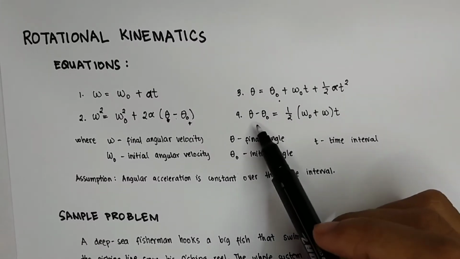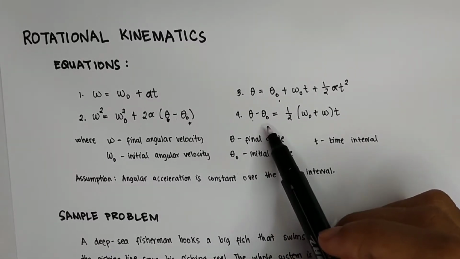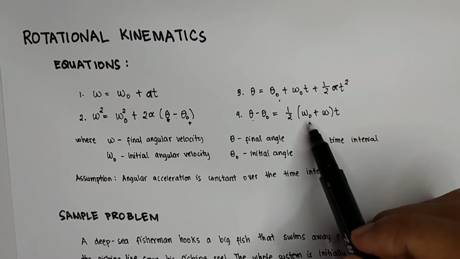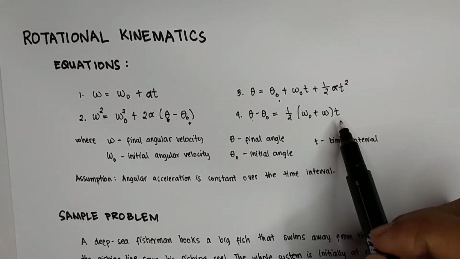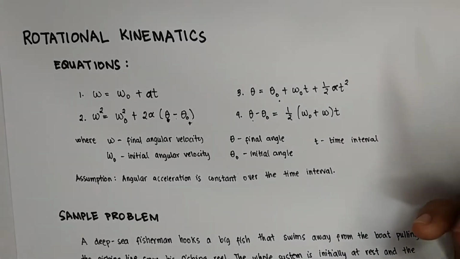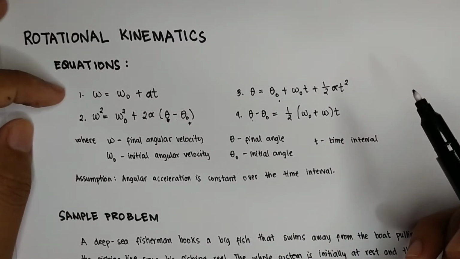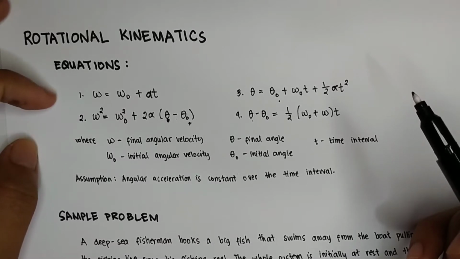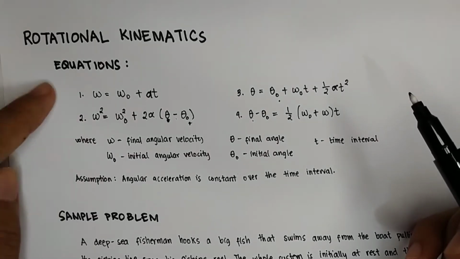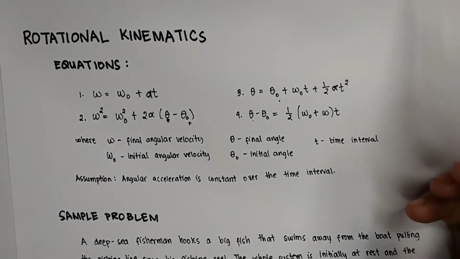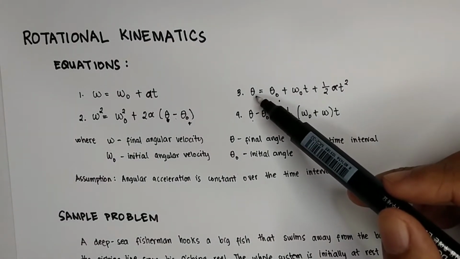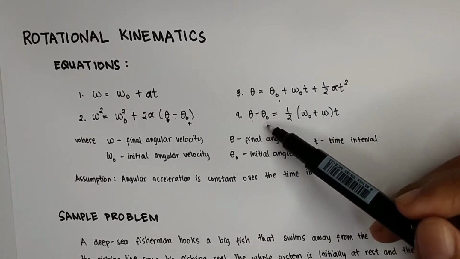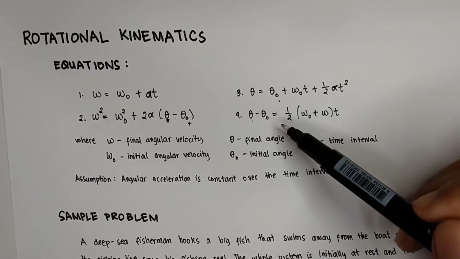Then we have our fourth: theta minus theta sub 0 is equal to 1 half times the quantity of omega sub 0 plus omega, times t. So if we want to solve for our final angular velocity, we need to use the first and second. Then the third, if we want to solve for our final angle, and the fourth, the difference between the final angle and the initial angle.